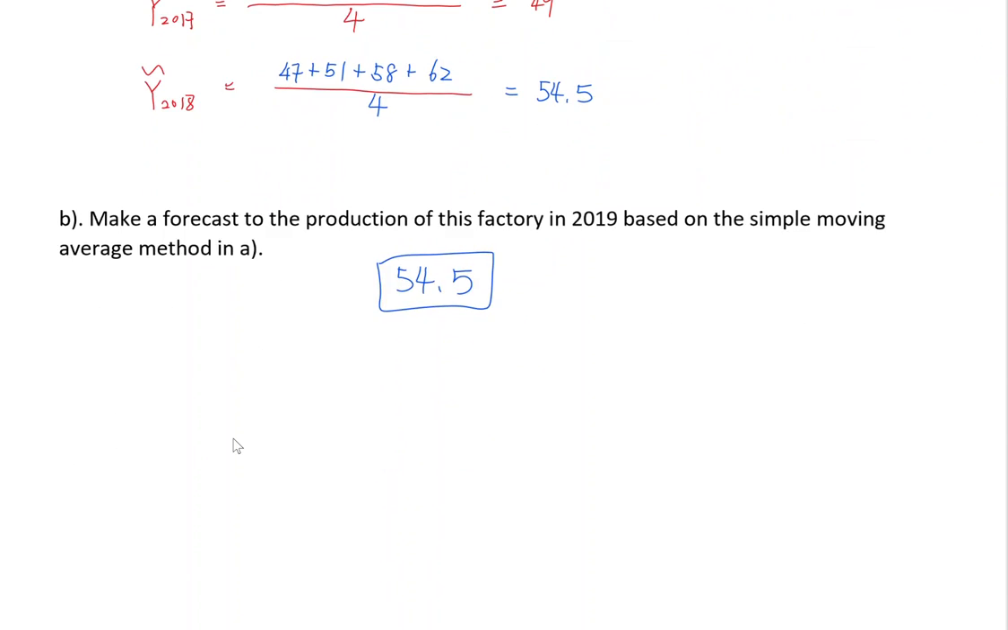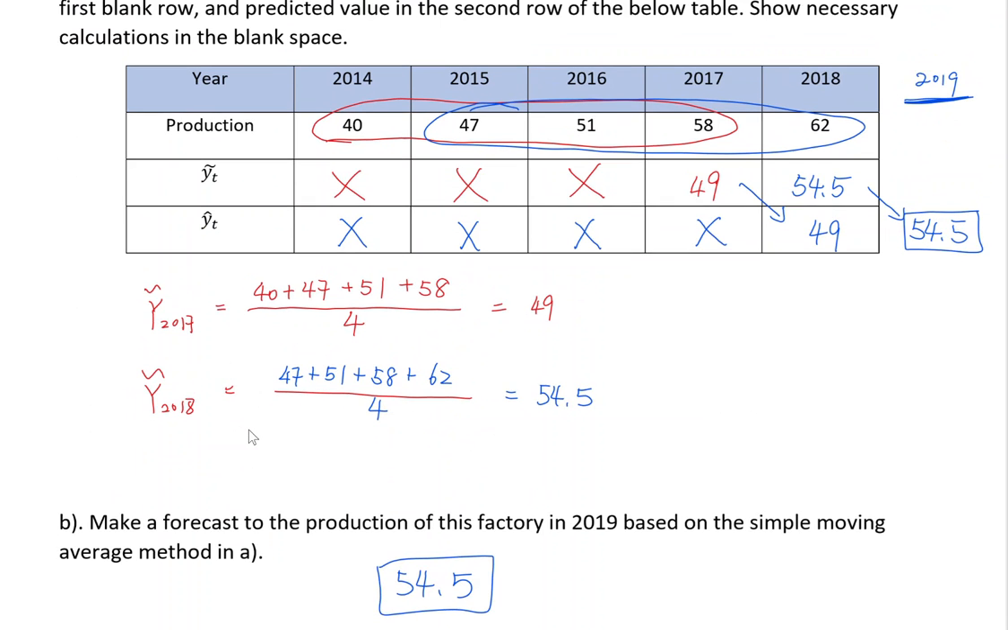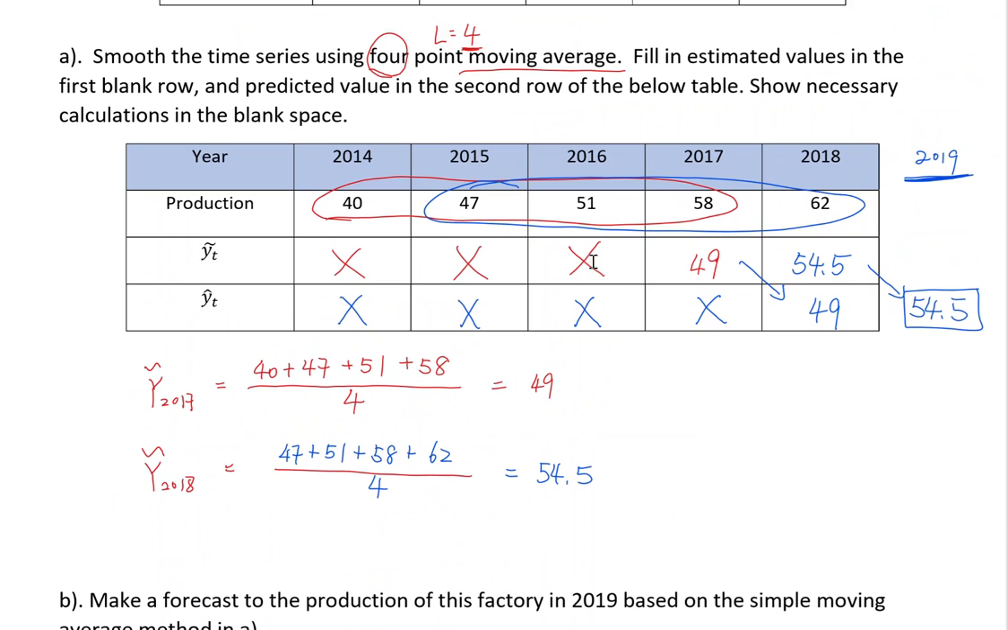All right. So this is about the moving average method, right? So be careful, they are not applicable, right? So there's no entries before the first one, right? Because L equals to 4.